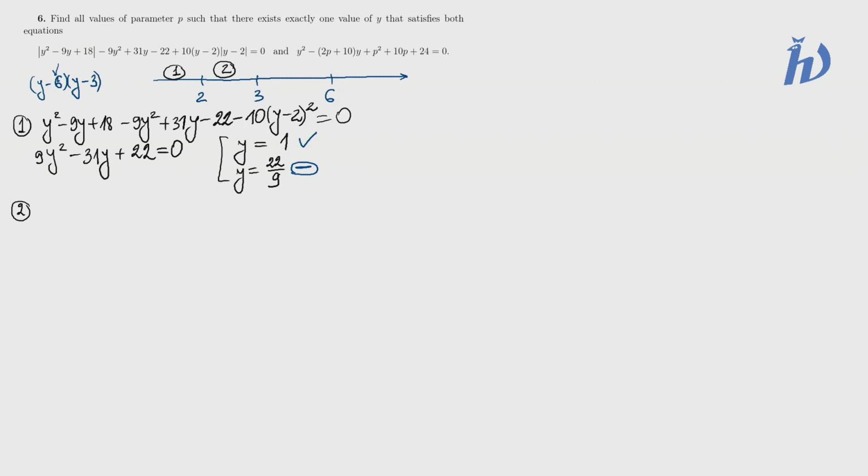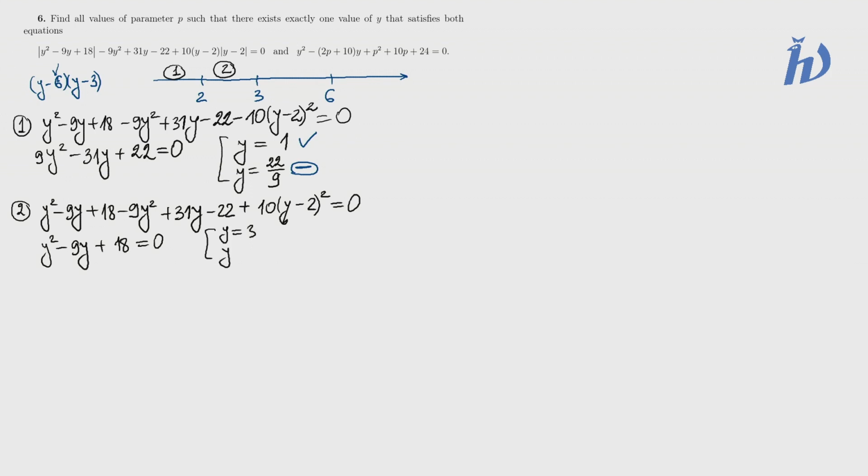From 2 to 3, we'll get that the expression under the first absolute value is non-negative, but the same is true for the expression under the second absolute value. Hence, we'll get y squared minus 9y plus 18, then the part that didn't have any absolute values at all. And the difference is that we're going to have a plus here instead of a minus we had before. Combining the like terms and simplifying everything, we'll get y squared minus 9y plus 18 equals 0. And that means that either y is 3 or y is 6.